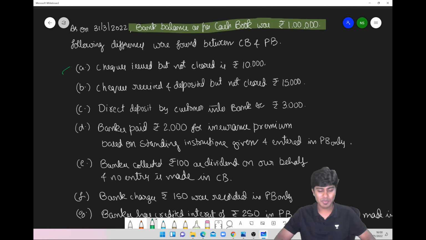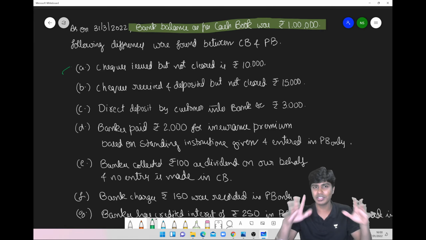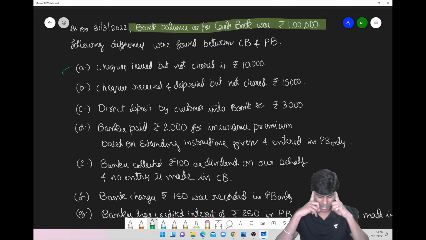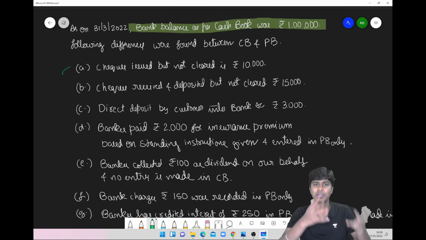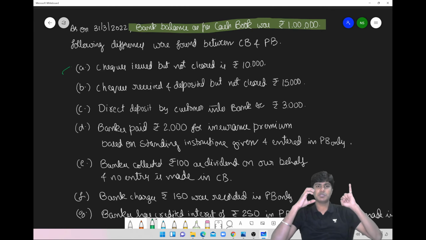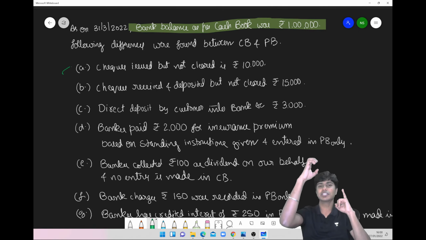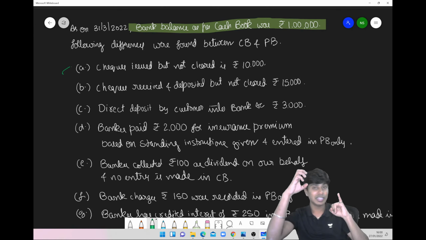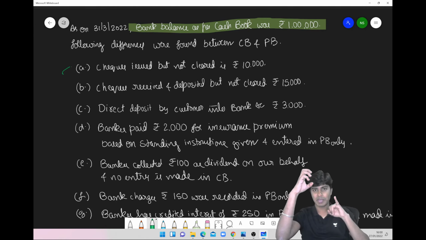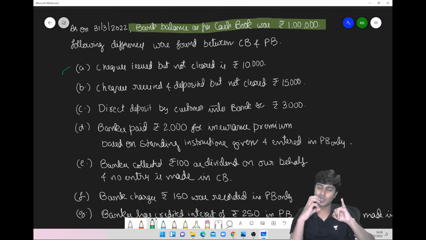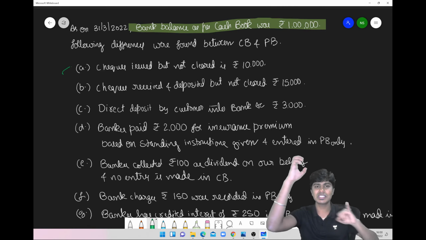Certain checks have been received and deposited, but these have not yet been cleared. So you don't have to do anything. You just have to see why they have not yet cleared. It's not an error to be rectified, but it is a reconciliation item. When you receive the check, you make the entry, because of which your balance as per cash book would have increased. The day the banker clears the check, the balance as per passbook would increase. Is there a difference? Yes, there is a clear difference.